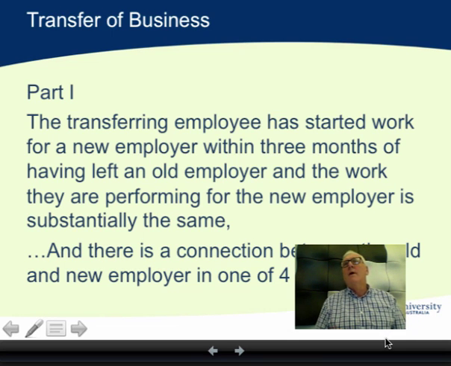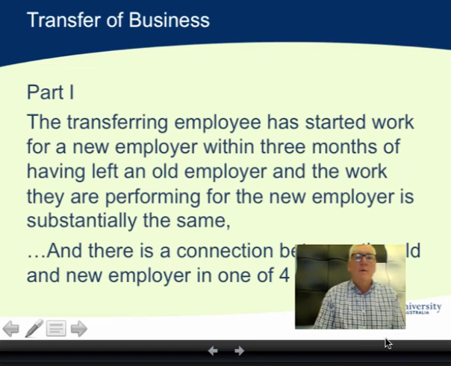So, put it another way, the employee probably wouldn't notice that they were now working for somebody else. So they've started work for a new boss. It's all within 3 months of having left the old one, and the work they're doing is pretty much the same as they were doing before. And there has to be a second part to it, and there's some sort of connection between the old and the new employer.